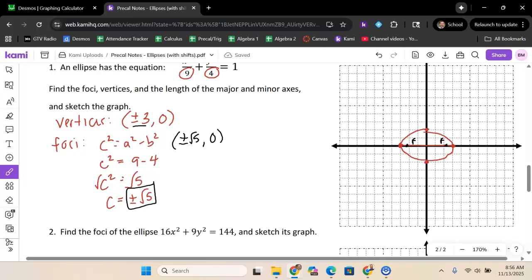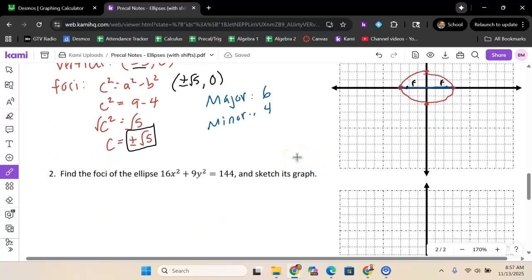The other things I need to list are the lengths of the major and minor axes. That should be pretty easy. For the major axis, all I'm going to do is look and say how long is that line segment, from vertex to vertex. I went 3 in each direction, so the major has a length of 6, and the minor has a length of 4 because I went 2 in each direction. And that's it. So we're going to fill in all that information, make that graph.